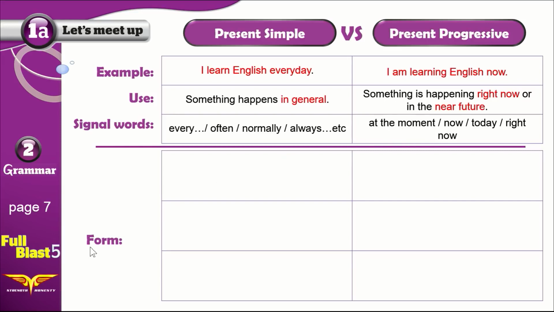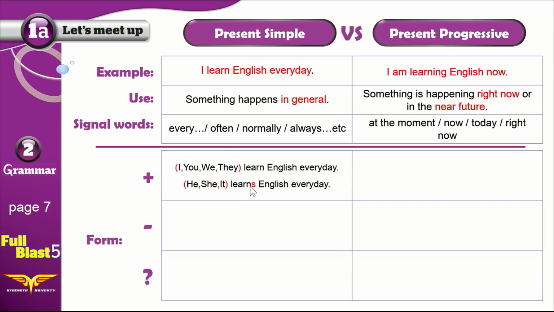Let's move on to form. Form means how you build your sentence. What do you need to make the sentence? When we talk about form, let's talk first about the positive form, and then the negative form, and then the question form. These two first examples at the top are examples for positive forms. I learn English every day.